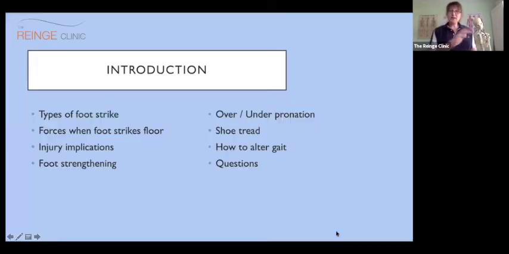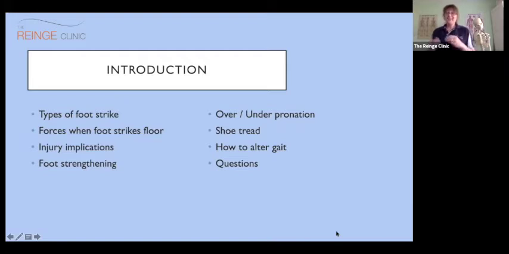We're going to start by talking about different types of foot strike when you run. That's the very first thing we're going to talk about. And then we're going to have a little chat about forces that run through the body. So when you run, obviously there's a lot of force that goes through your body, and the body has to deal with that force. And depending how you strike the floor, depends how your body will deal with that.